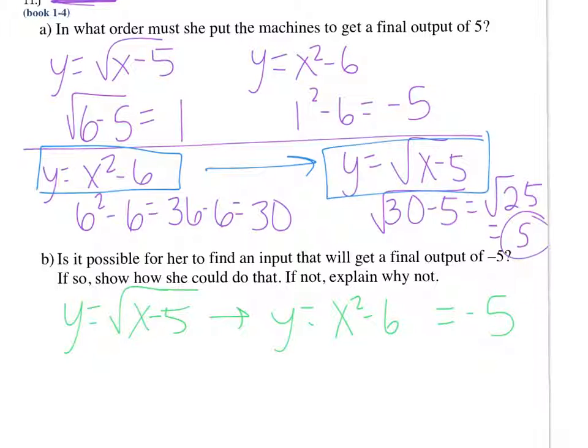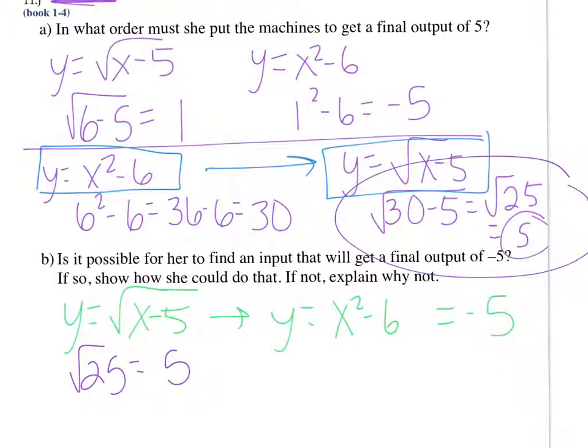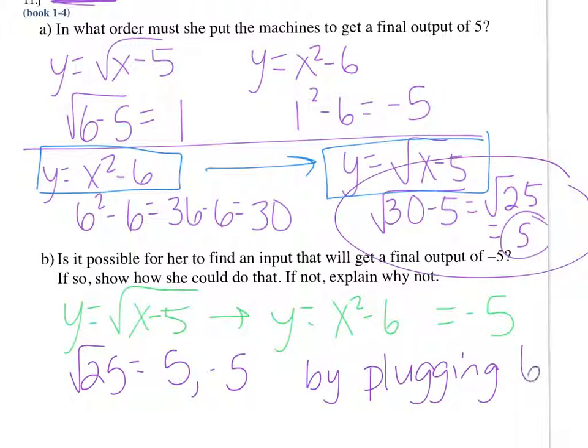We had talked in class about taking the square root. So if we go back up to this part right here, in part A, we said the square root of 25 is 5. And we said in class that typically we're just looking at the positive answer, but there's also two answers. It's 5 and -5, because -5 squared also gives you 25. So she could also get a final output of -5 by plugging in the input of 6. That would also work.